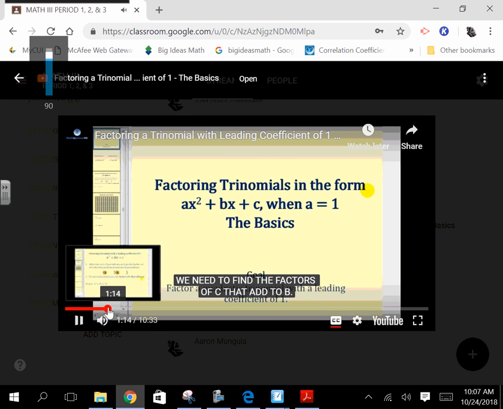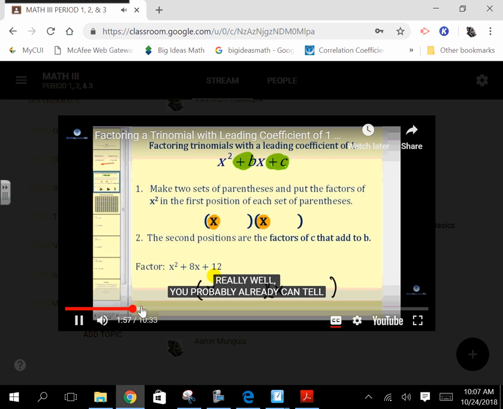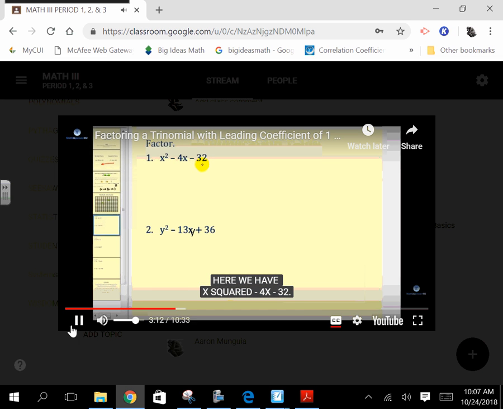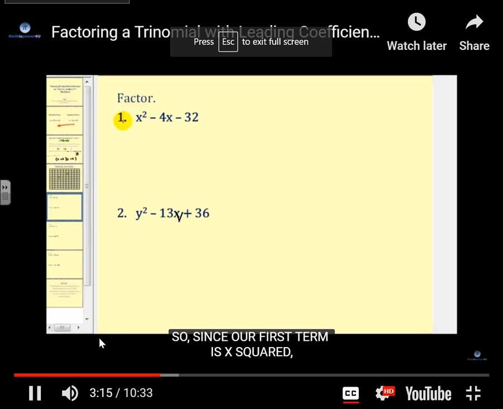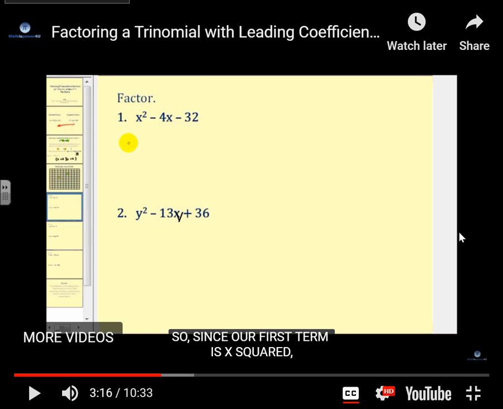Welcome to a video that will cover factors that add to b. And now we need to find the factors of minus 4x minus 32. So since our first term is x squared. All right. Number 1. This is officially example 1. Factor x squared minus 4x minus 32. So we'll only do 2 examples today. We're done. This is example 1. This is officially example 1, right? All that stuff was just like an intro.